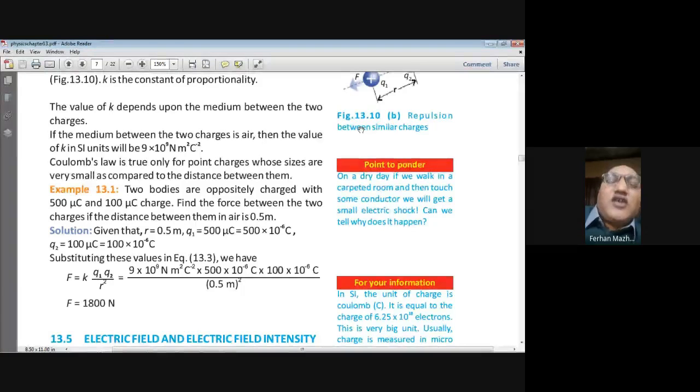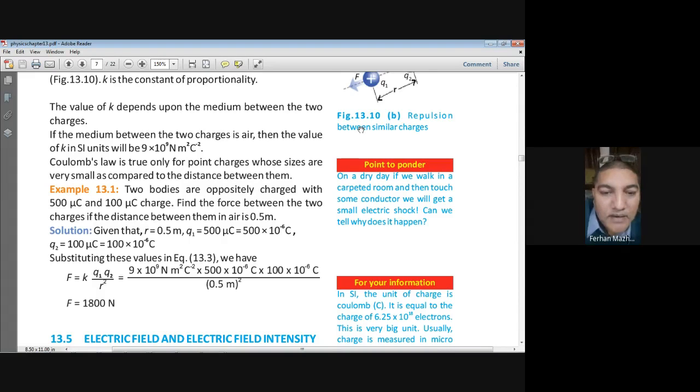We know that according to Coulomb's law, the force is inversely proportional to the square of the distance. So you doubled the distance, which means 1 by 2 square, which means 1 by 4. So the force between them will become one fourth. It will become 20 divided by 4. That will be the new force between them. Now the force of attraction or repulsion will be only 5 Newton.